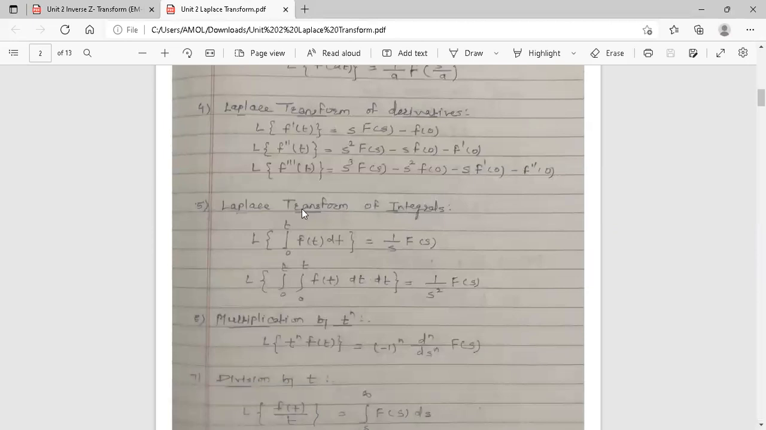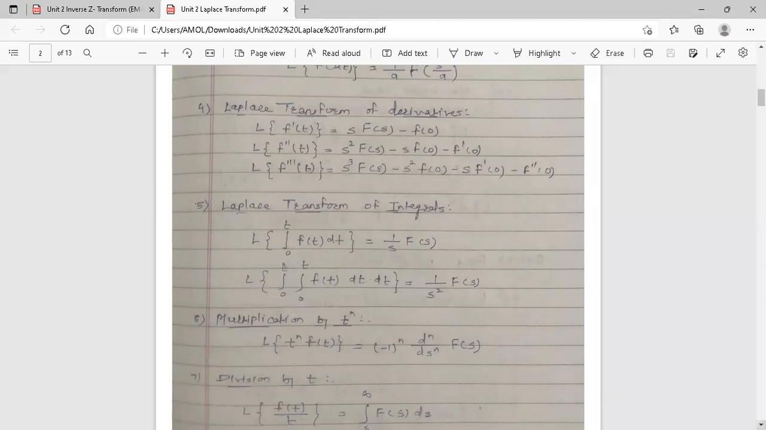Laplace transform of integrals. Laplace transform of integration over 0 to t, f of t dt is equal to 1 upon s into f of s. Meaning if you want to find the Laplace transform of an integral, you first find the Laplace transform of the function f of t, that will be f of s, and you just divide it by s to find the Laplace transform of the integral with limits 0 to t. For double integration 0 to t, the Laplace transform is equal to 1 upon s square into f of s, meaning you divide the term by s square. So for triple integration, you divide it by s cube, and so on.